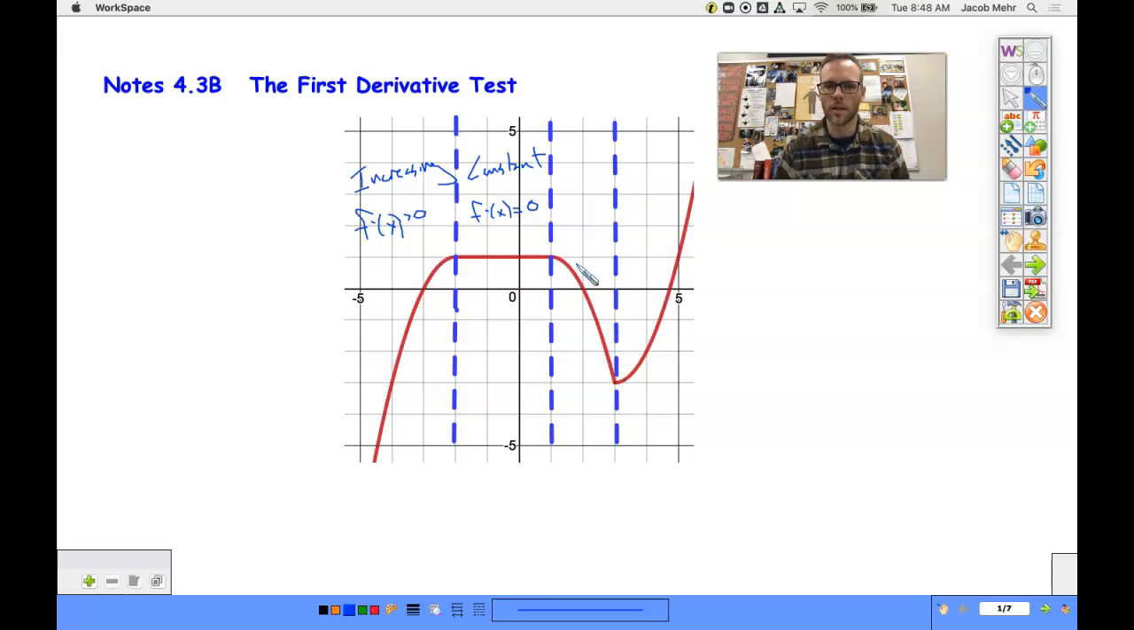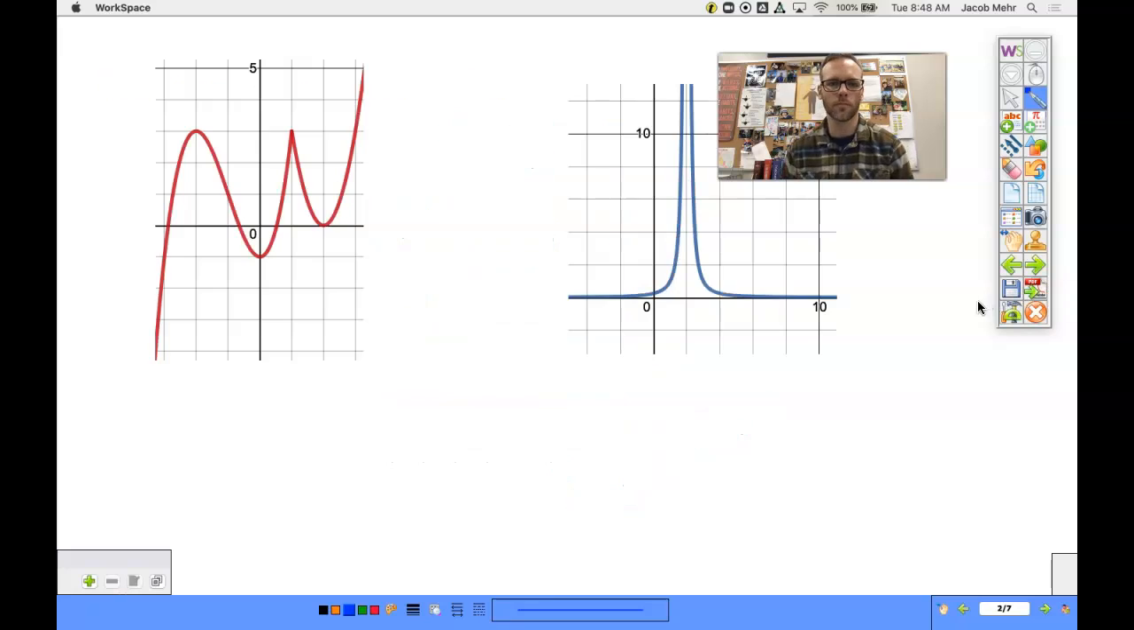Now on this interval, the function is decreasing. The slope is always negative. So decreasing, which means for every point in that interval, f prime of x is less than 0. And then back in this interval, the slope is always positive. The function is increasing. The derivative is always positive. The slope of every point there is positive. Now let's look at a few more graphs.